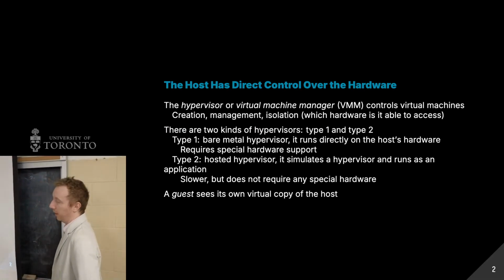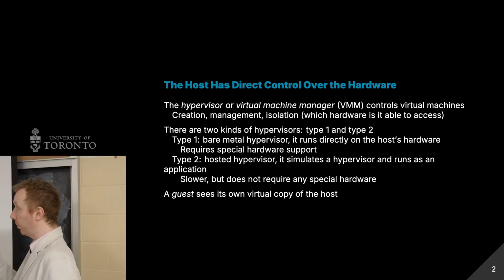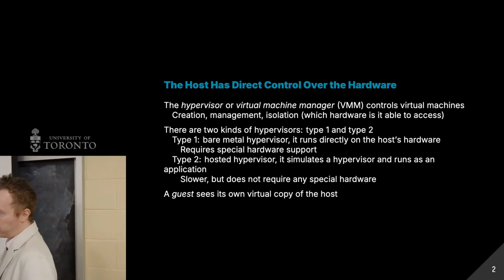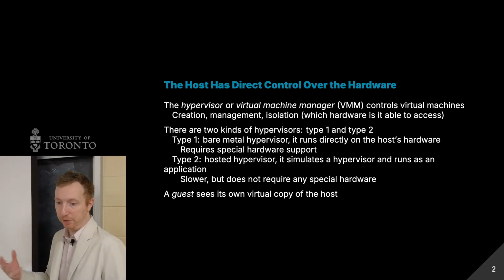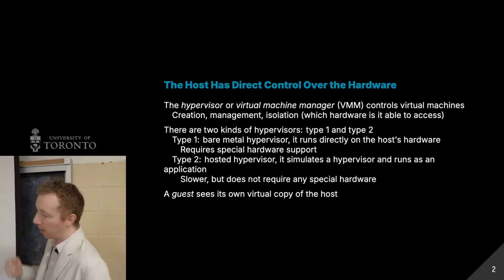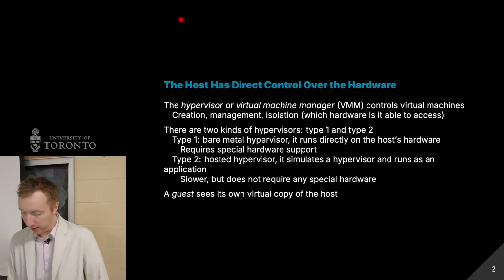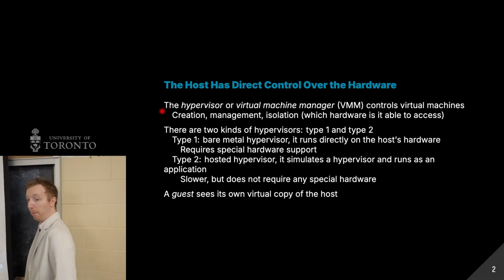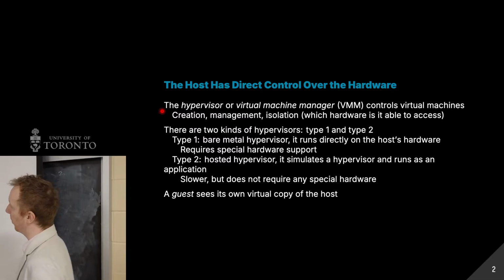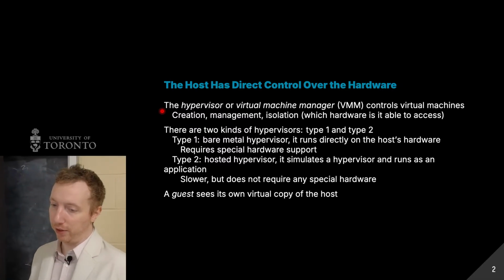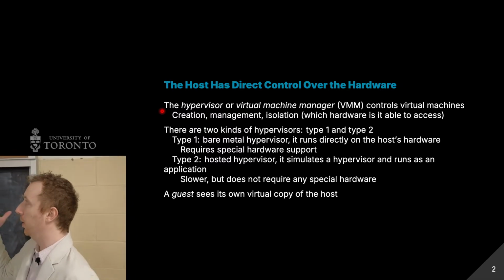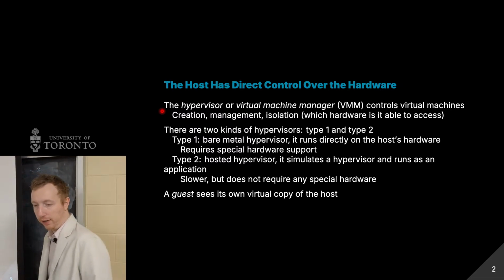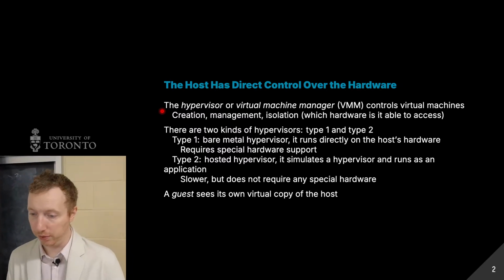So some definitions. When you're using virtual machines, the host is the thing that has direct control over the hardware. So that is what the core part is installed on. In terms of virtual machines, there is something called a hypervisor or virtual machine manager, and that controls the virtual machine. So it controls creating them, managing them, and isolating them. So which physical hardware it's allowed to access. You can restrict it if you so choose.